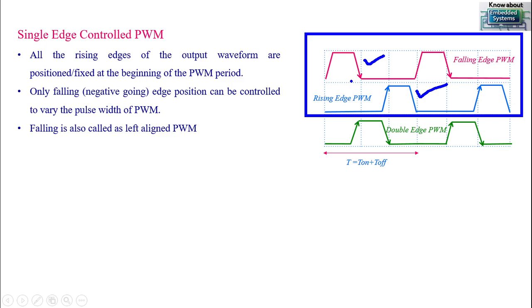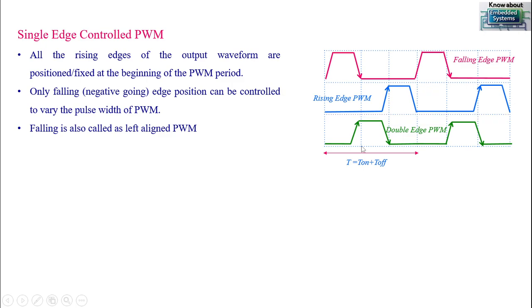If the pulse is aligned on the left side and controlled on a falling edge, it's called left aligned. And if you are controlling the pulse on a rising edge and it is aligned towards the right side, then that is called rising edge, or also right aligned PWM. Okay, so these two are examples of rising edge and falling edge PWM under single edge control PWM.